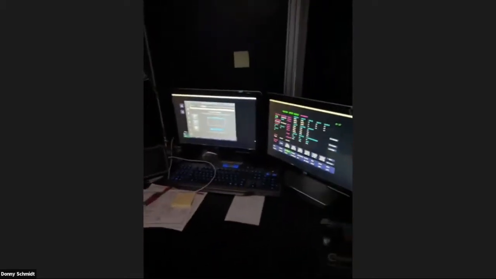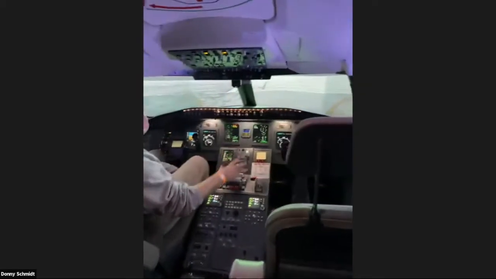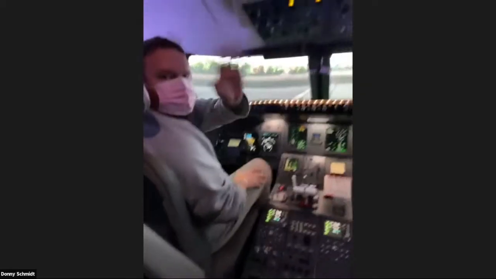So this will be a junior, senior level course, basically. As we step in here, you can see the instructor station. This is where we control the environment and the scenarios that happen. And then here's the actual flight deck itself. Say hi to the camera, Jason.